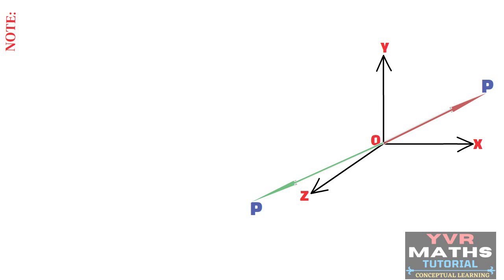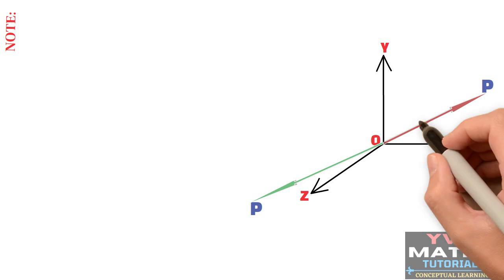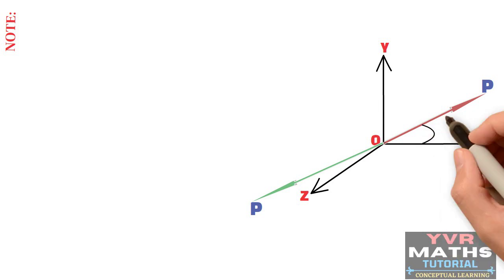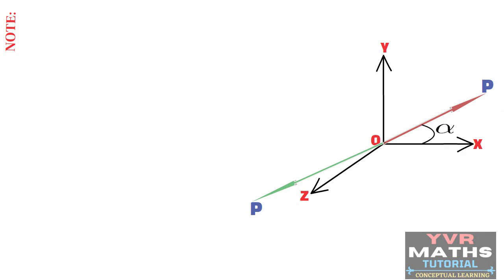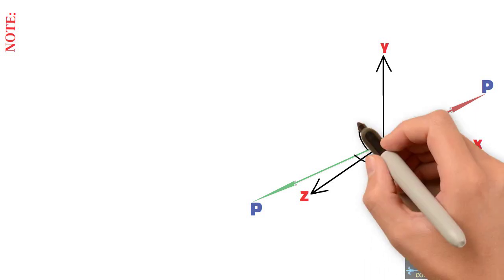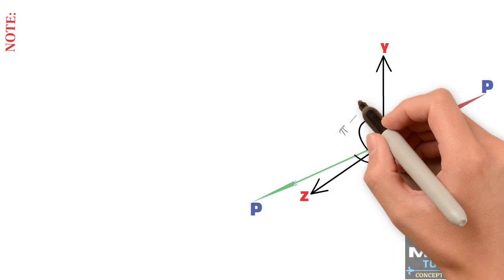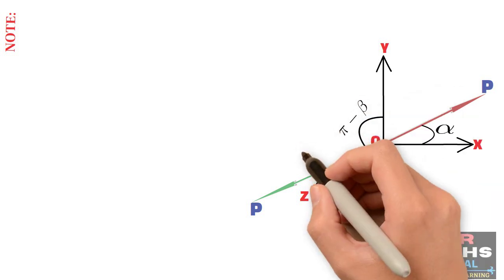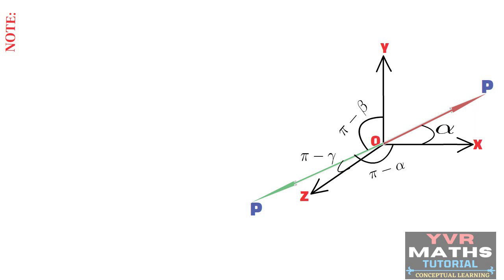If we observe clearly, the angle between PO and OP is 180 degrees. As per the previous discussion, OP makes angle alpha with the x-axis. Now, PO makes angles pi minus alpha with the x-axis, pi minus beta with the y-axis, and pi minus gamma with the z-axis. Now, I will discuss this diagram in a descriptive manner.